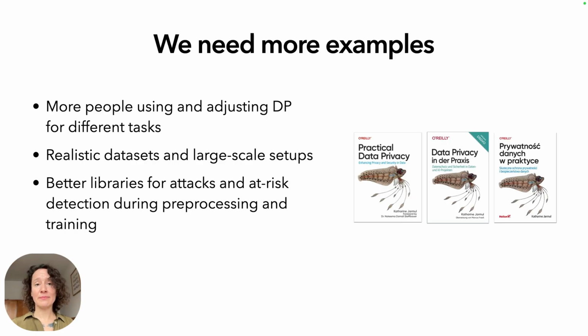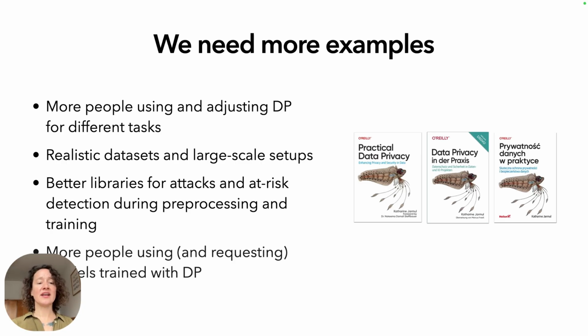We need better libraries for attacks. We need better libraries for at-risk example detection during pre-processing. We could probably even do it before we start processing, depending on how complex our data or task is, and certainly when we're doing training. And we need more people using and requesting models trained with differential privacy. So again, I already highlighted VaultGemma, but hopefully there's others that you can share. If you just released one that you want people to test out, put it in the comments.